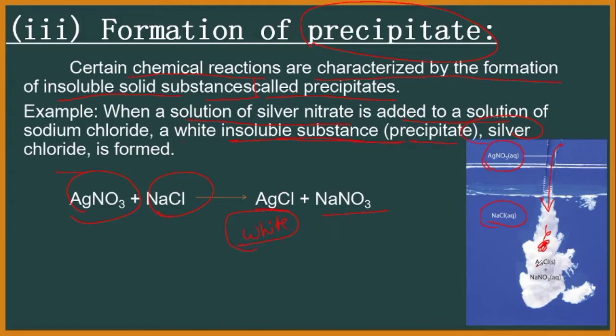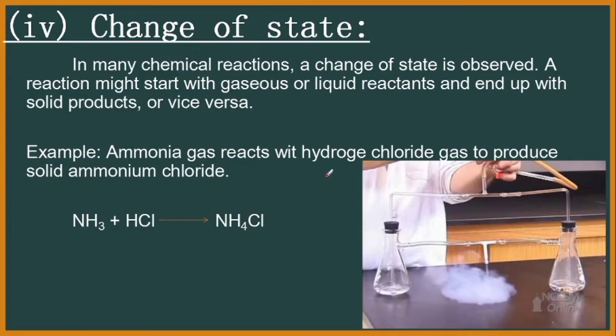What is the name of this white precipitate? It is the silver chloride which is formed as precipitate, and sodium nitrate remains as aqueous solution. Okay, so this is one more example for formation of precipitate, and it is the third characteristic feature of a chemical reaction. Then another feature of the reaction is change of state. You know that there are three states of matter: solid, liquid and gas. Then in chemical reactions, a change of state is observed.